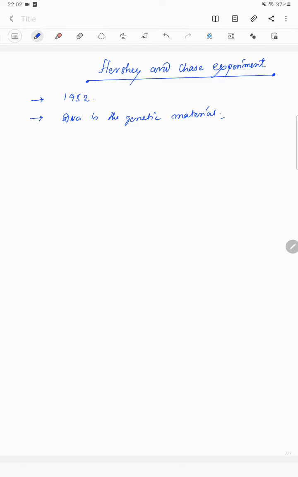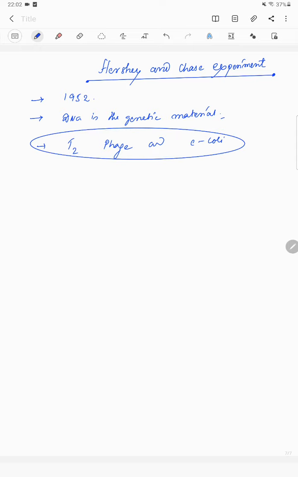Now, for the Hershey and Chase experiment, two things were used. One is T2 phage and the other is E. coli. So these are the two components that are used for the experiment. Now what is T2 phage? T2 phage simply is a bacteriophage. Now what are bacteriophages? Bacteriophages are those viruses that infect the bacteria and ultimately cause lysis of the bacteria.